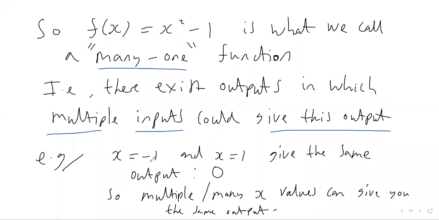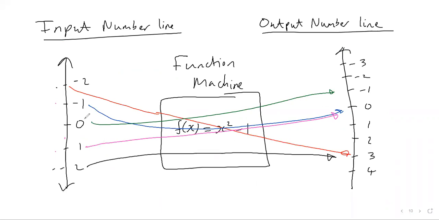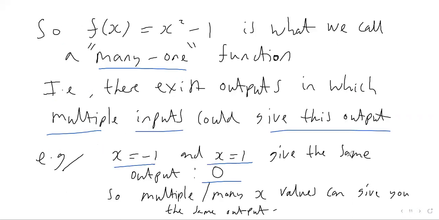So yeah, as we can see with this here, two inputs, x minus 1 and x, give the same output 0 for this function here. And we can see it by a diagram there. So an input of minus 1 and an input of 1 give us the same output 0 there. So this is called a many-to-one function, because multiple, or many, x values that you input into our function f can give us the same output.